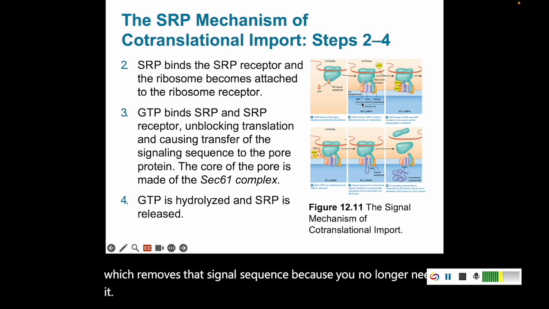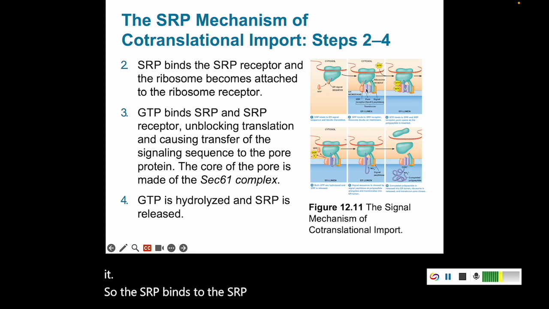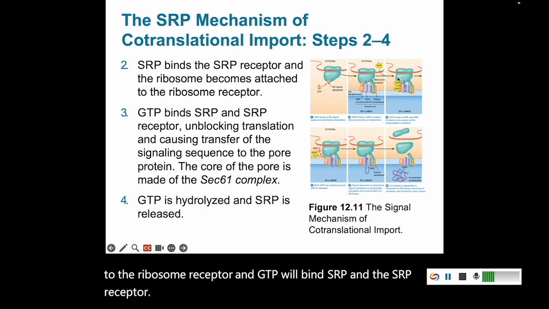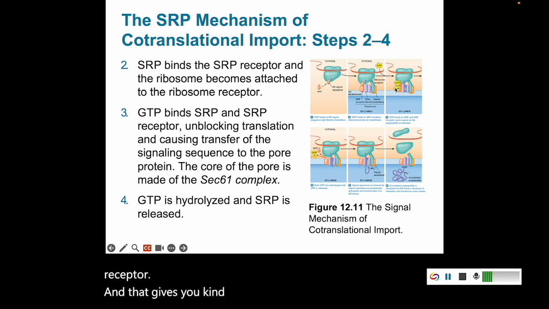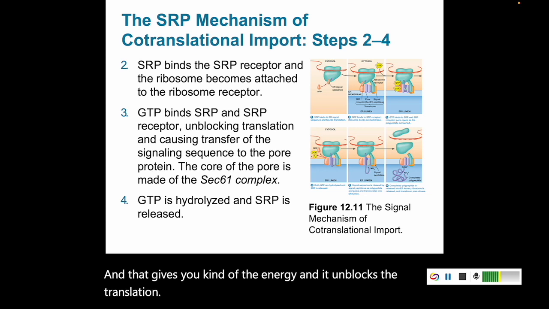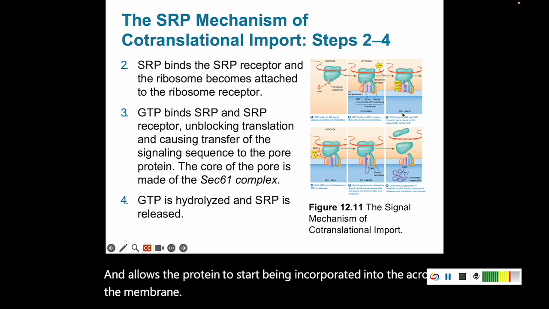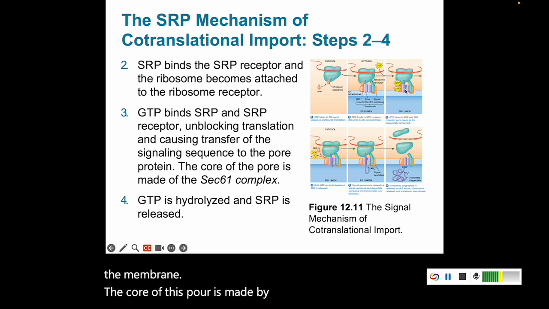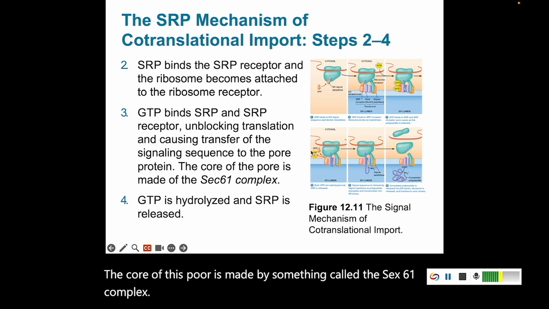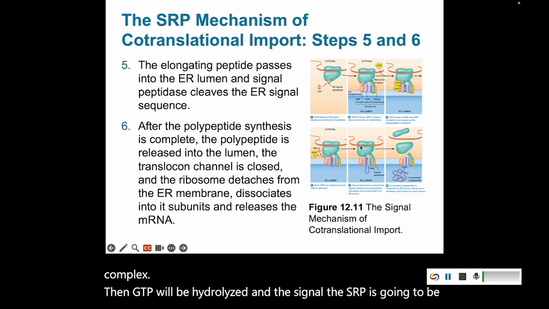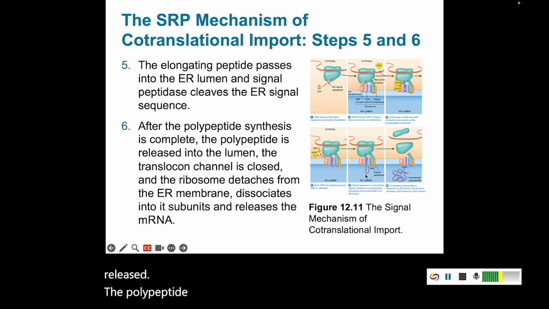So the SRP binds to the SRP receptor, and the ribosome is attached to the ribosome receptor, and GTP will bind SRP and the SRP receptor, and that gives you kind of the energy, and it unblocks the translation and allows the protein to start being incorporated across the membrane. The core of this pore is made by something called the Sec61 complex. Then GTP will be hydrolyzed, and the SRP is going to be released. The polypeptide starts growing and moving into the ER lumen.